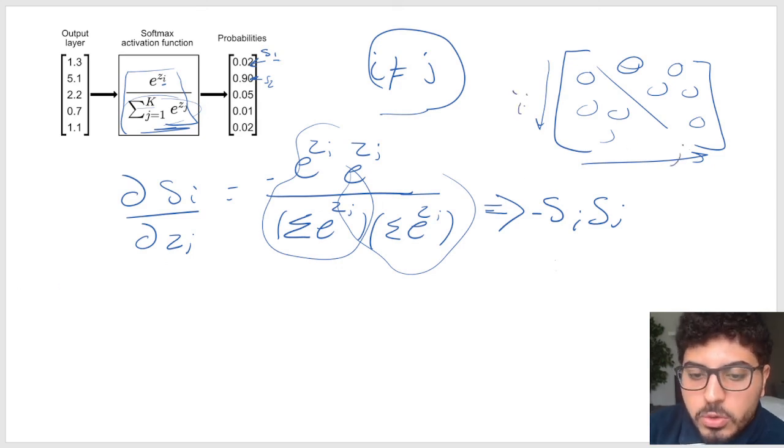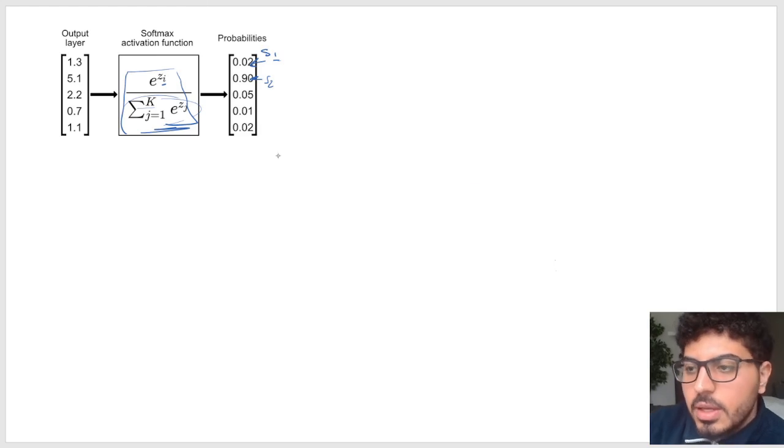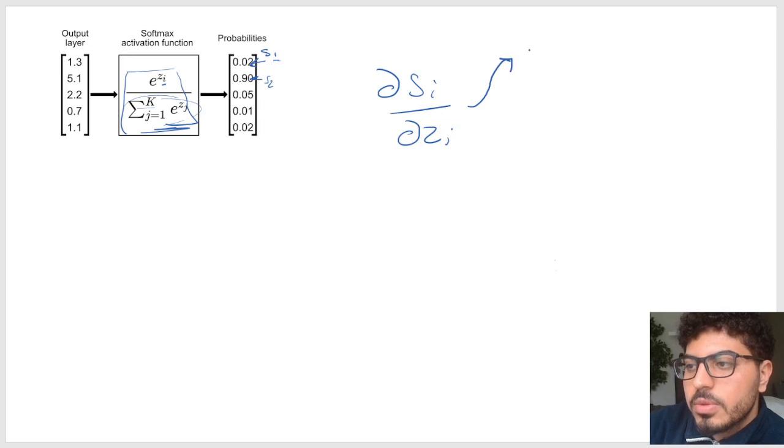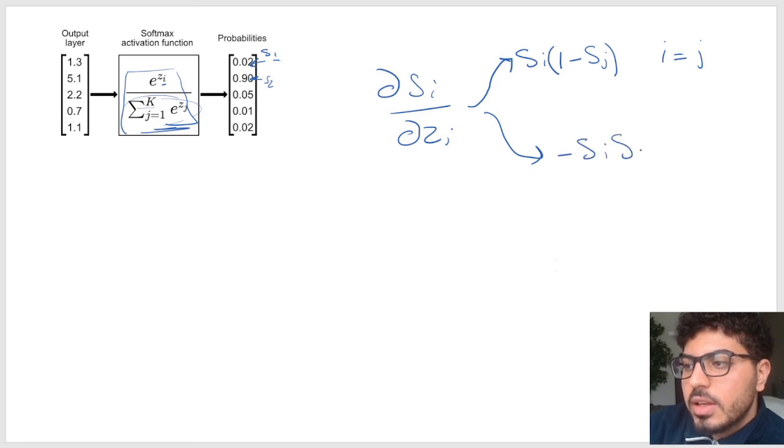Okay, so let's put it all together. The derivative of the softmax function, partial Si by partial zj, is equal to Si multiplied by 1 minus Sj when i is equal to j, and it's equal to negative Si Sj when i is not equal to j.